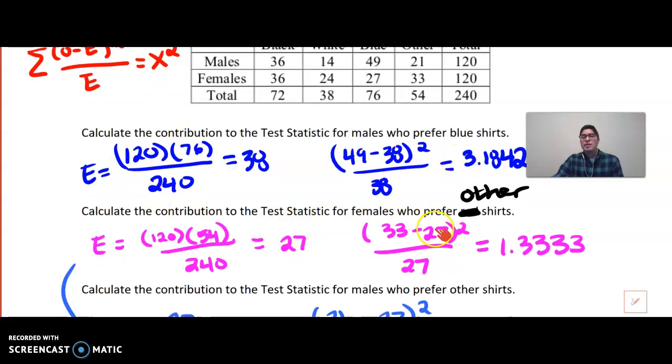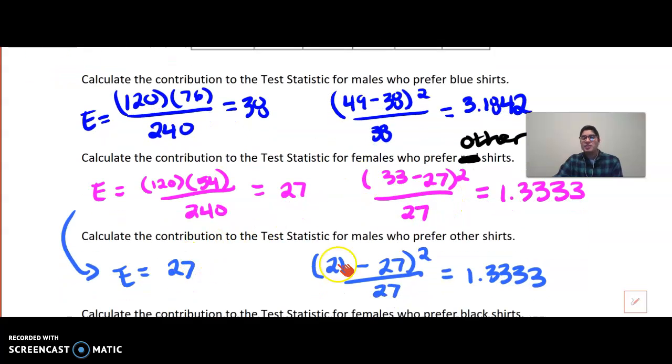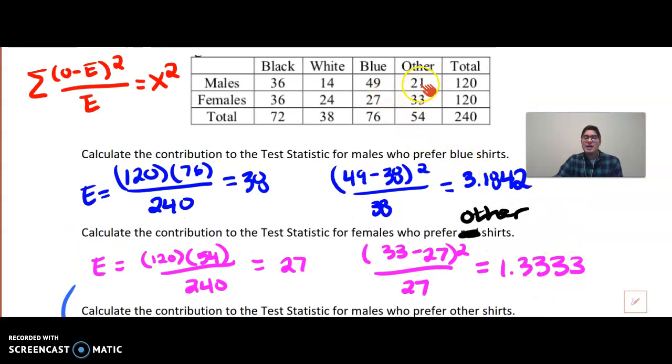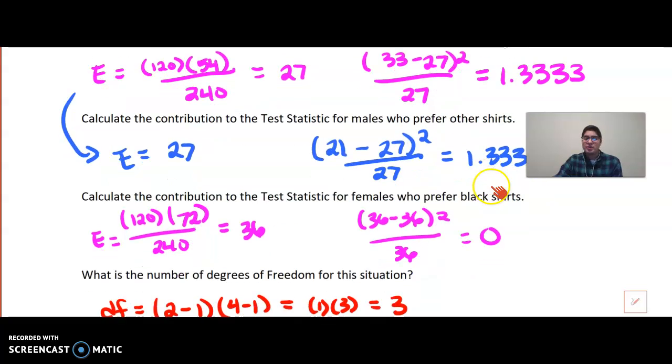Now the same logic follows for females who prefer other shirts. Again, notice I took the row total of 120, multiplied it by the column total of 54, and divided by my total sample size of 240. And I get 27 here, and again, I just do observed minus expected squared divided by expected to get my contribution. Next up, I look for males who prefer other shirts, and I notice that same thing, 120 and 54, so the expected count should actually be the same for the males. So I just borrow that over. Again, observed minus expected squared divided by expected, and I notice that my test statistic contribution is the same for both males and females who prefer other shirts.